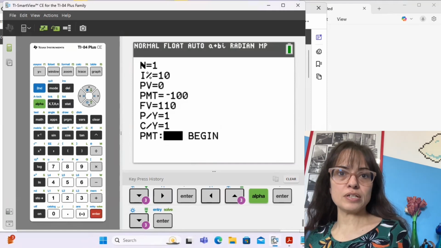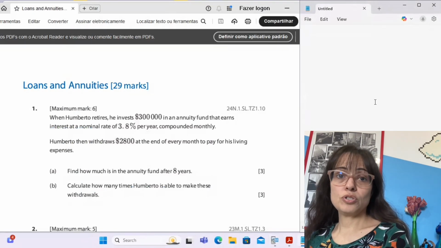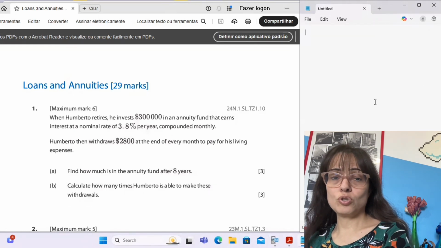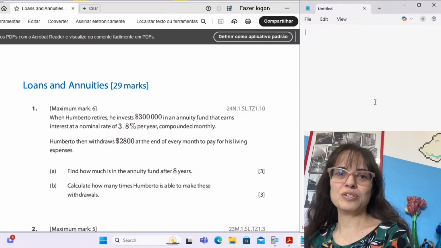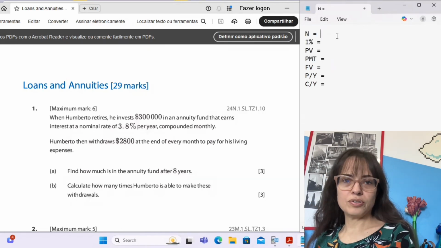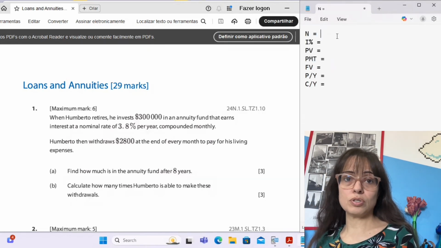Now let's solve a couple of exercises. The way that you need to solve this and put it on paper is that you should write down what you put into each line of the TVM solver screen. So I'm going to write them down here on the side as I read through the question, and then we're going to go to the calculator.